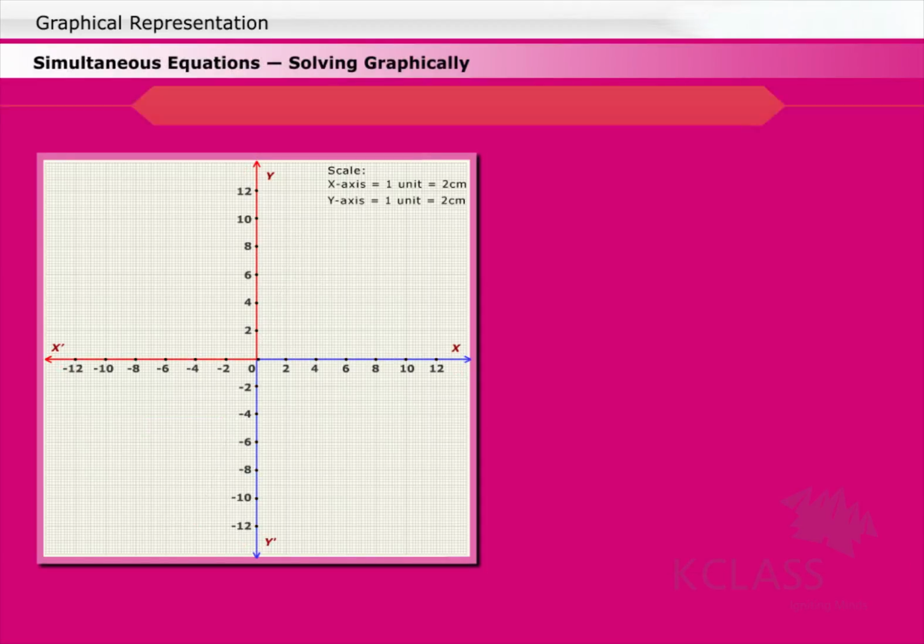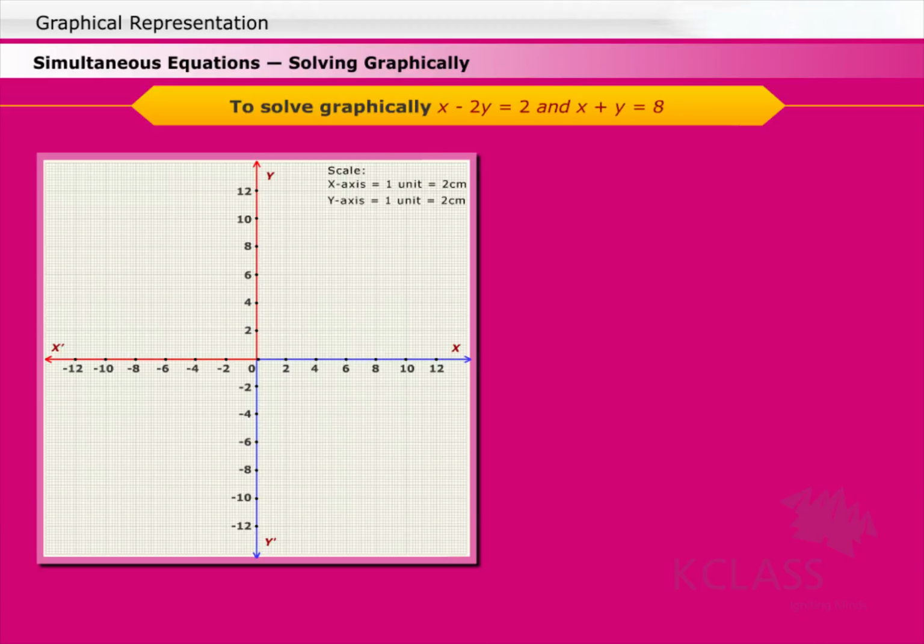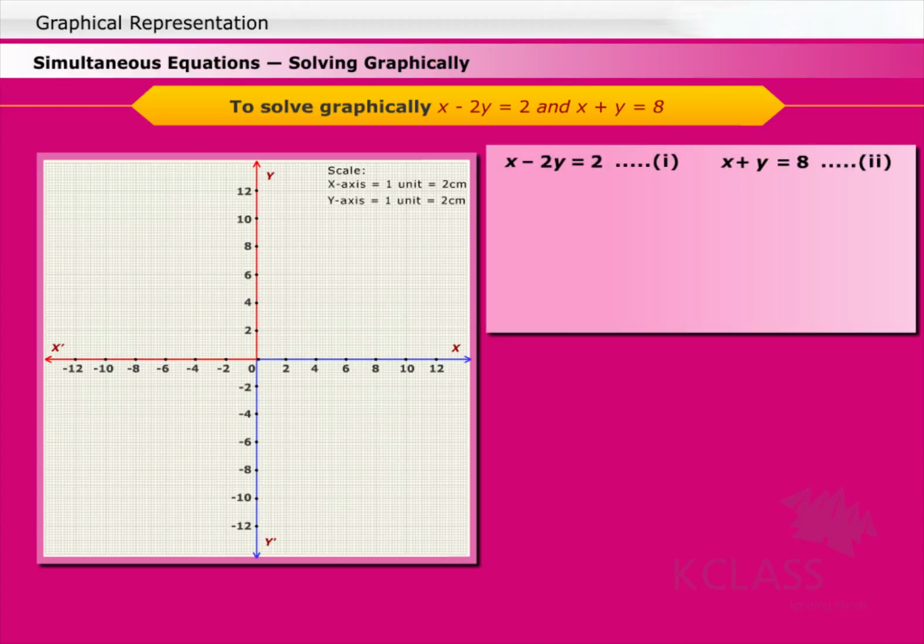All equations can be solved through graphs. That is why we can use graphs to solve simultaneous equations also. Here is how to do it. First, express one variable in terms of the other in both the equations. We get the value of y in both equations as shown.